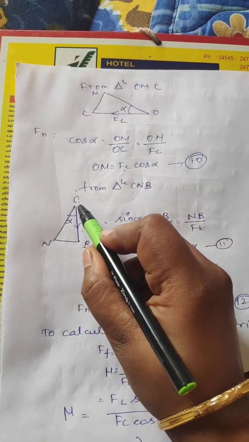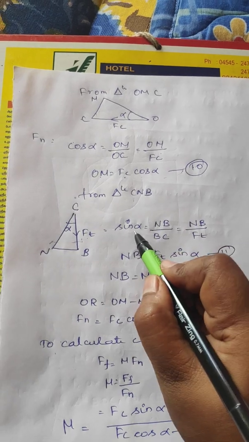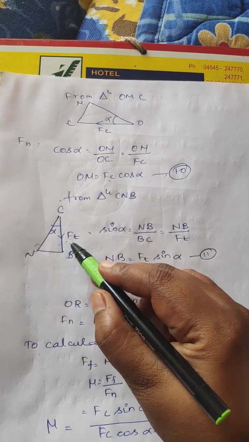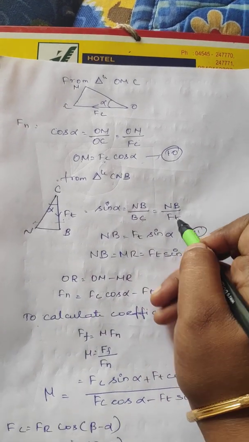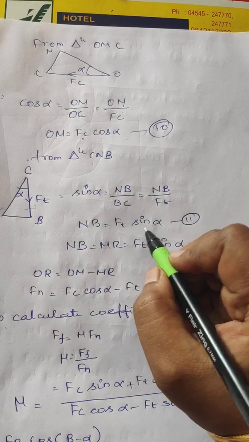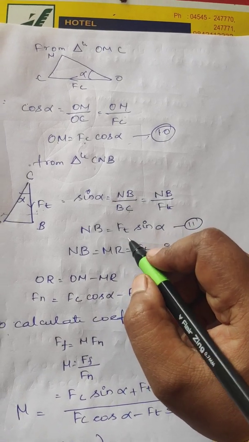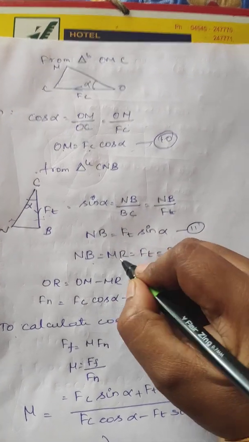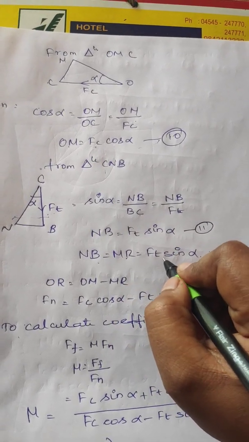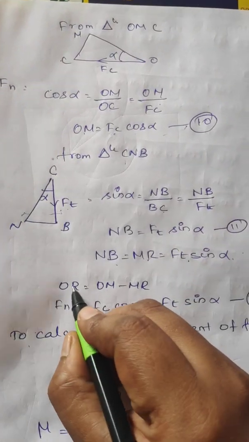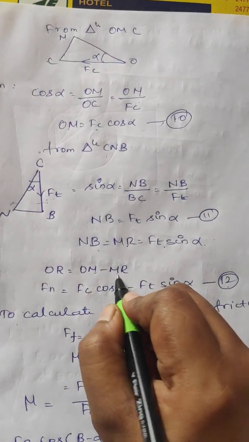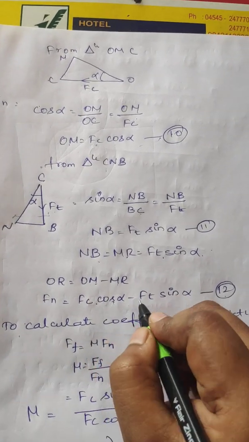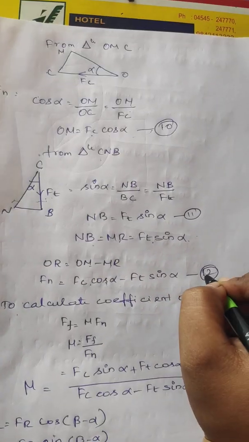And from triangle CNB, sin alpha is equal to NB by BC. In BC we can see the thrust force, so we replace BC with Ft. By rearranging we get NB equal to Ft sin alpha. Here NB is equal to MR, so we can substitute this as the MR value. So for OR we get OM minus MR, that is, normal force is equal to Fc cos alpha minus Ft sin alpha, taking this as the 12th equation.